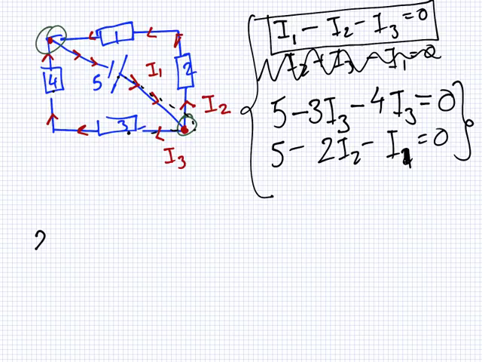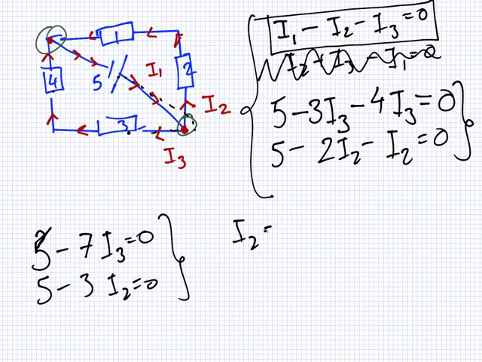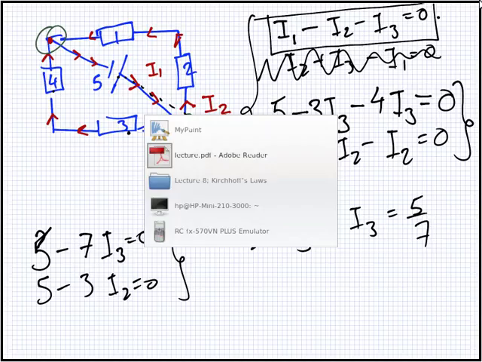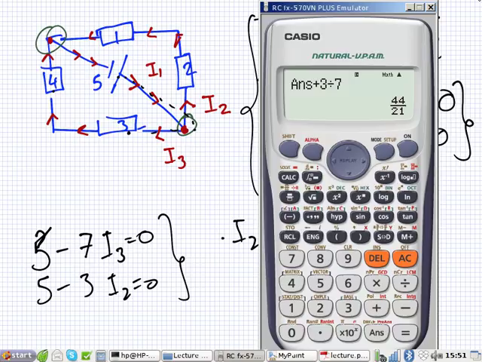That should have been a 1, shouldn't it? No. Oh, 2. No, that's right. Oh, so actually this is very easy to solve because I can change this into 5 minus 7 I3 equals 0. I can change this one into 5 minus 3 I2 equals 0. So I get I2 equals 5 over 3. I3 equals 5 over 7. And if I take these and put them back into the first one, I can get I1, which I'll get now. 44 over 21.